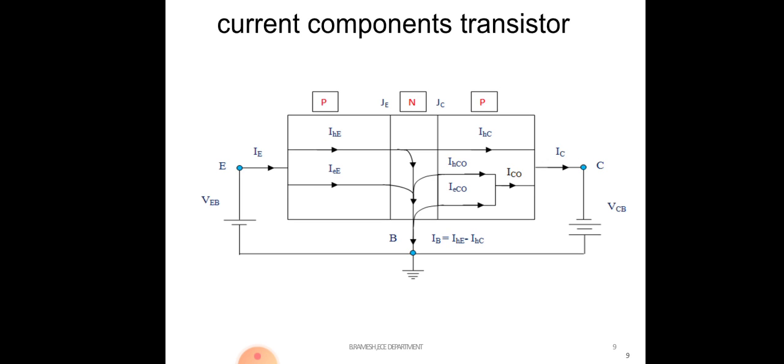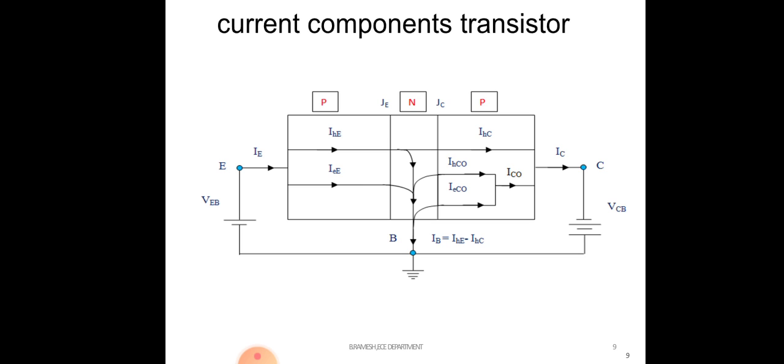Current components in transistors. See how current flows in a transistor, and suppose the emitter-base voltage is VEB. Here is a PNP transistor. Hole current flows in the emitter region, and electron current flows in the base region. Leakage current means the collector-base junction is always reverse biased.